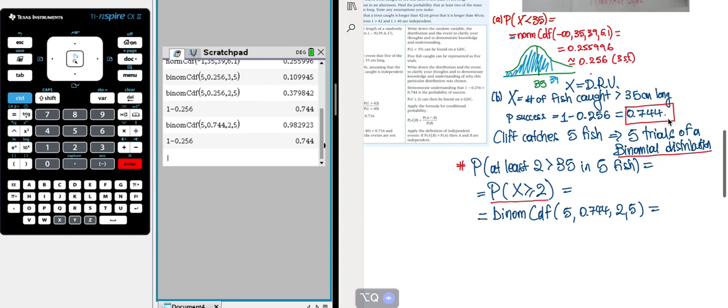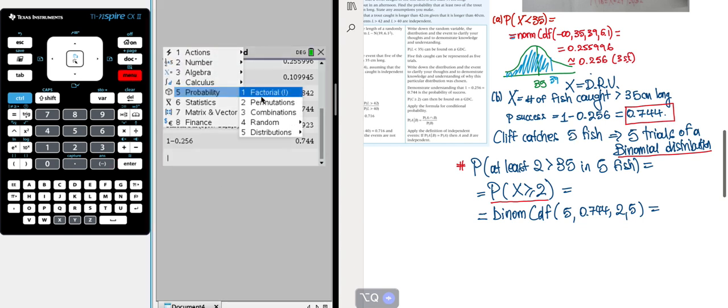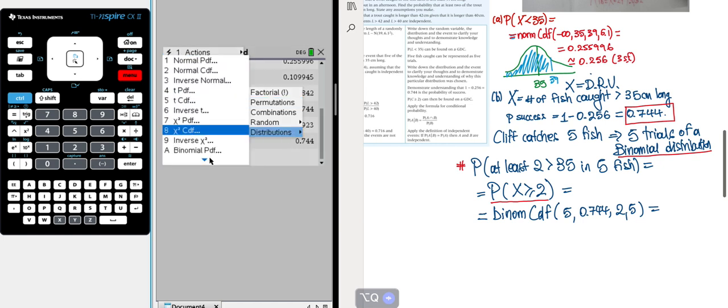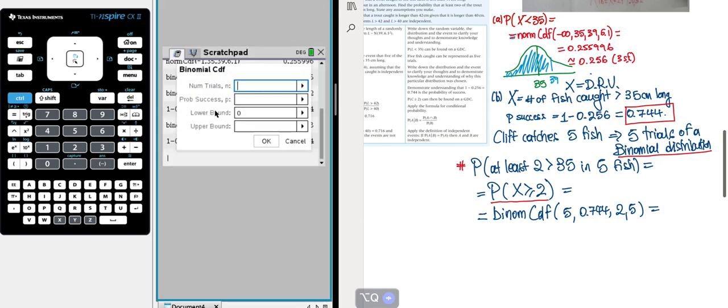And if I go into the calculator, I want the menu, and I want probability, and I want the probability distribution, and I want the binomial CDF, right? Because I'm checking for 2 or 3 or 4 or 5 in 5 trials, because it says at least 2 or more. So number of trials, we had 5. Probability of success is going to be 0.744. The lower bound is going to be 2, because 2 or more will do, and the upper bound is going to be 5, because it's 5 fish or 5 trials.